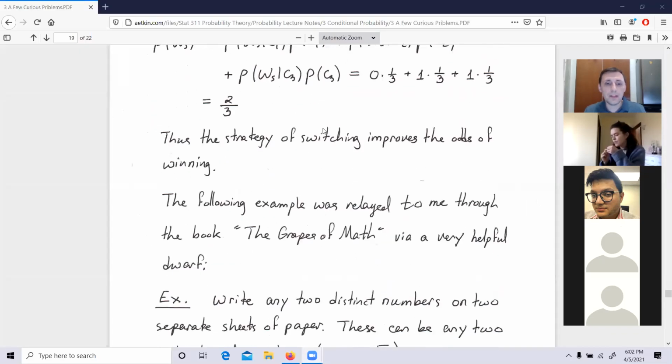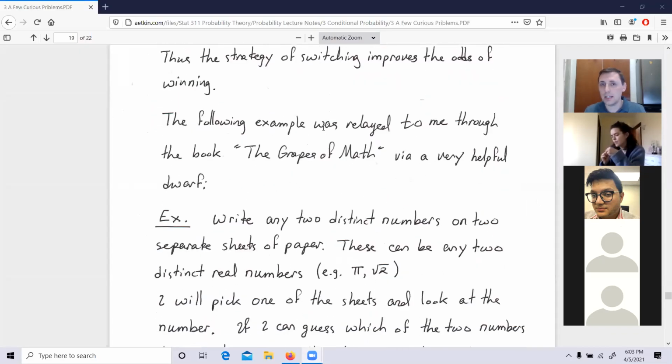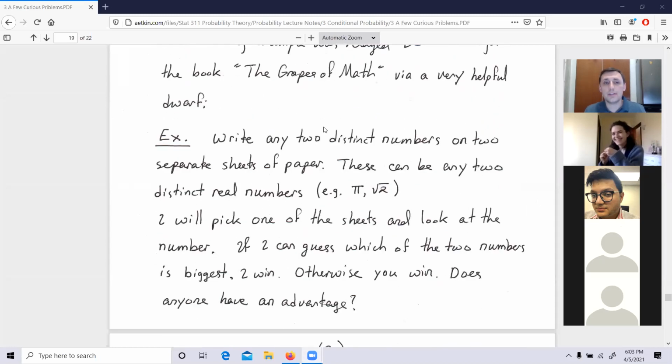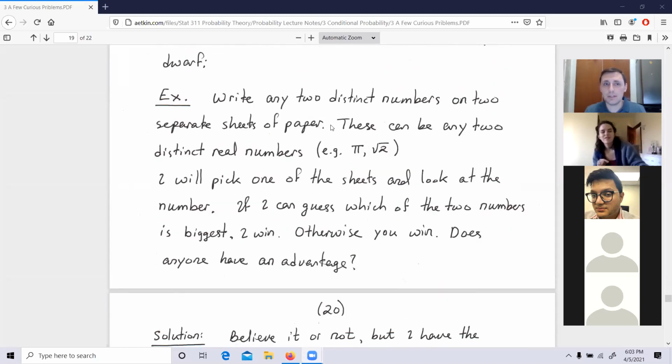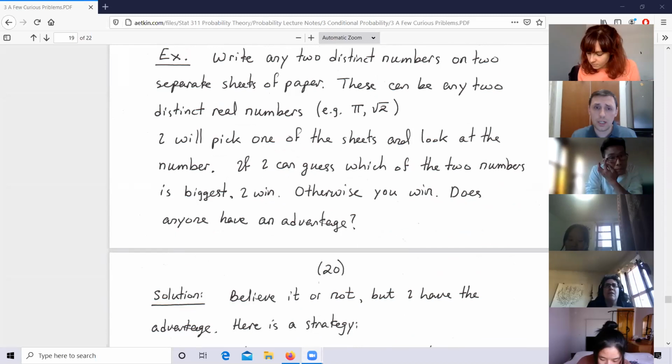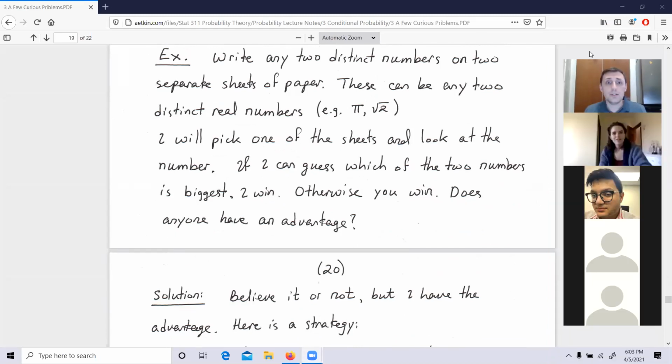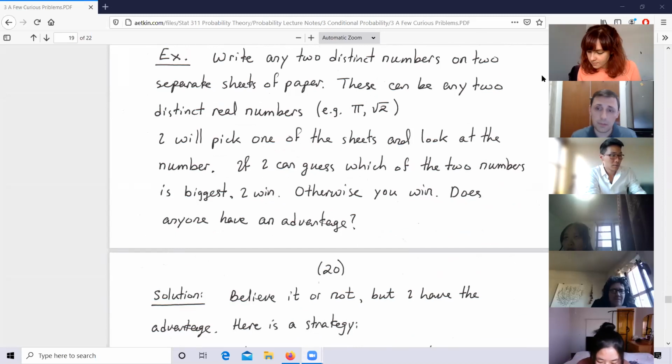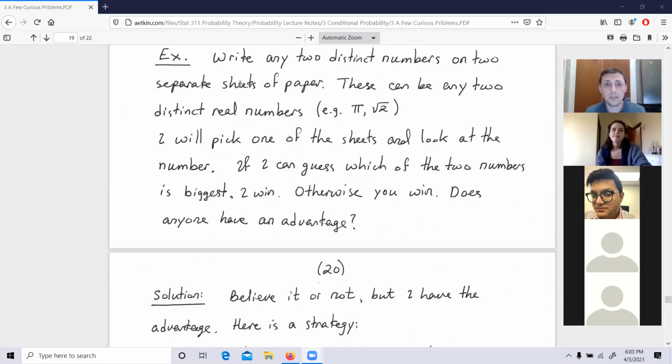So the next example is rather interesting, guys. I hope you will enjoy it. It's very surprising. At least I was surprised by it. I picked it from the book called Grapes of Math. Write any 2 distinct numbers on 2 separate sheets of paper. Any 2 distinct real numbers, any numbers you can imagine. There is no restriction whatsoever. It's not 1, 2, 3. They don't have to be integers. They can be any numbers whatsoever. There are lots and lots of real numbers. You with me? The numbers could be, for example, one of them is pi, another one is √2.